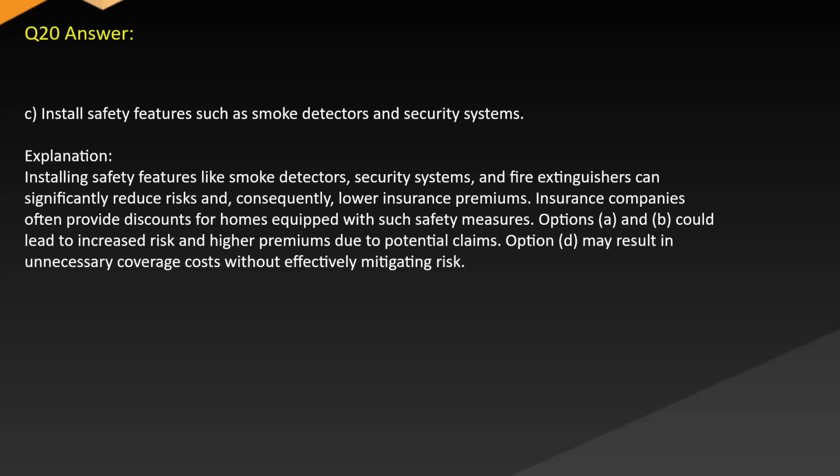Answer C. Install safety features such as smoke detectors and security systems. Explanation: Installing safety features like smoke detectors, security systems, and fire extinguishers can significantly reduce risks and consequently lower insurance premiums. Insurance companies often provide discounts for homes equipped with such safety measures. Options A and B could lead to increased risk and higher premiums due to potential claims. Option D may result in unnecessary coverage costs without effectively mitigating risk.